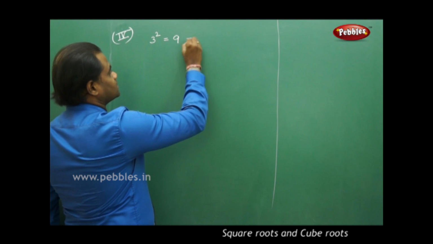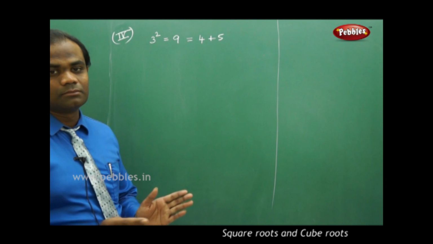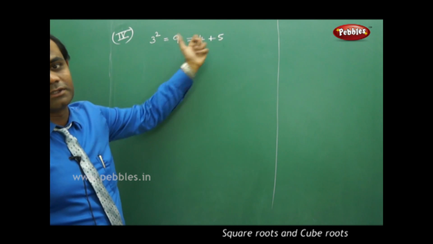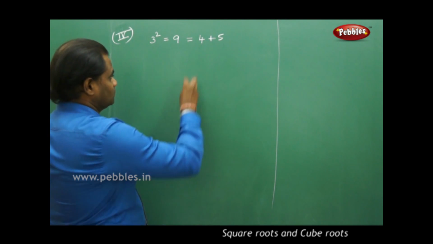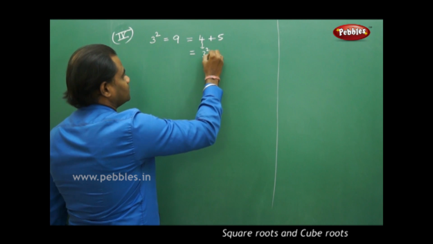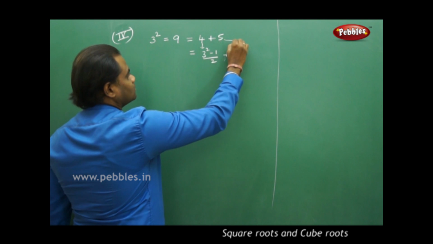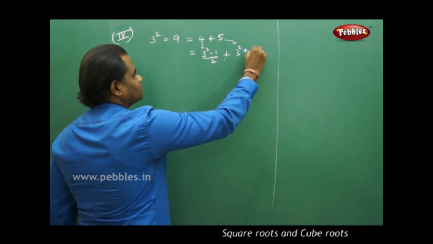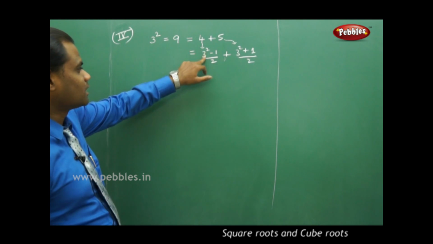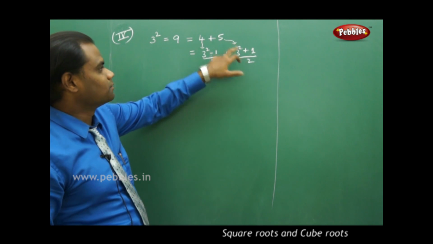This can be split as 4 plus 5. I always split with the middle term. Now the middle term here is either 4 or 5. Therefore, I split as 4 plus 5, which is nothing but 9. So this is understood as 4 can be written as 3 square minus 1 by 2, and 5 can be written as 3 square plus 1 by 2. I can clearly see that this is 9 minus 1, which is 8, 8 by 2 is 4. This is 9 plus 1, which is 10 by 2, which is 5.